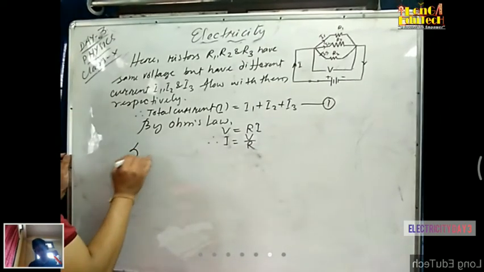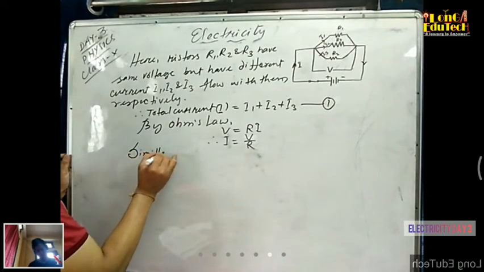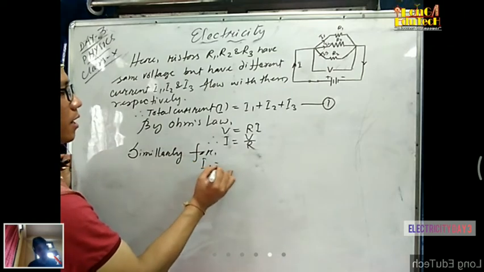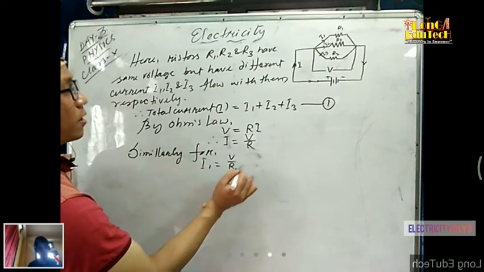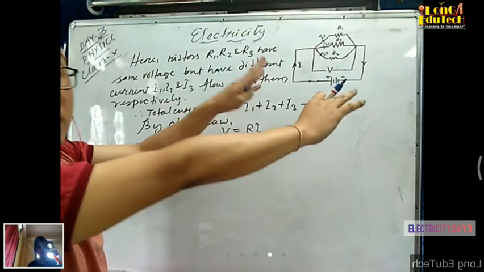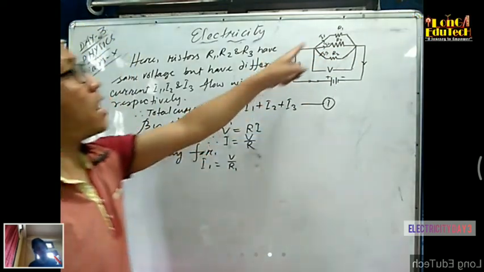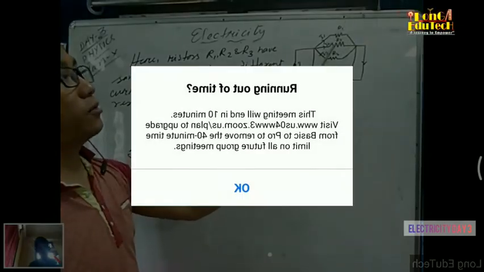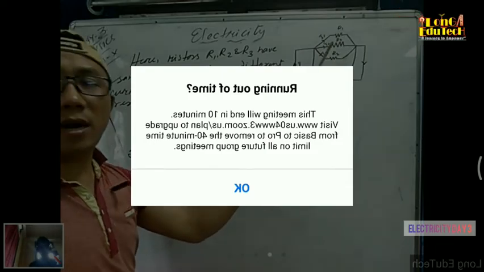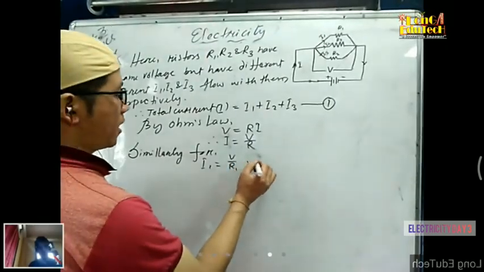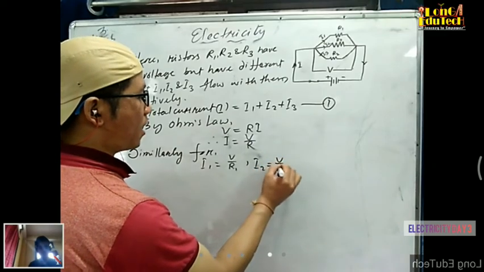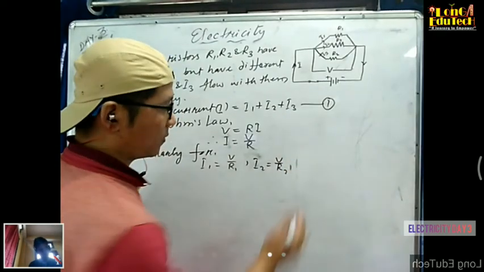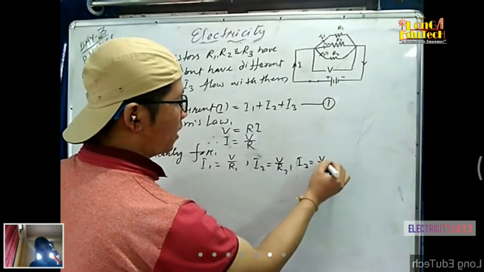Similarly, for I1 we get V by R1, because all have the same V, so V will not change, only R. I1 is for resistance R1, I2 is for R2, I3 is for the third resistance. So I2 is equal to V by R2 and I3 is equal to V by R3.